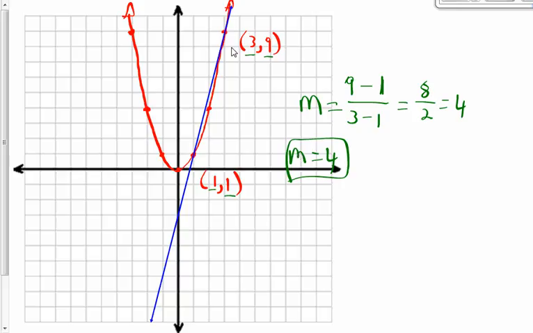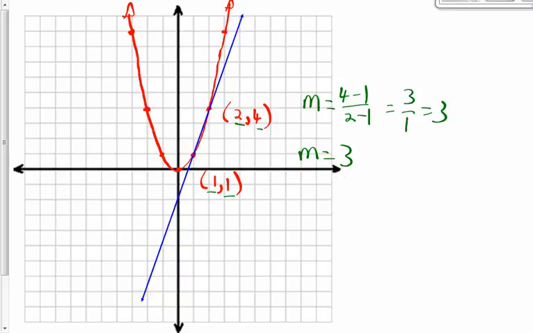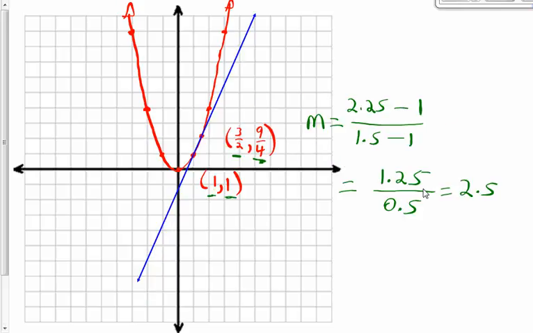So see, my secant line slopes are changing. The first slope was 4. That point is further from (1, 1) than any of the others. The next secant line has a slope of 3. That point is closer than the original. Now this secant line has a slope of 2.5.